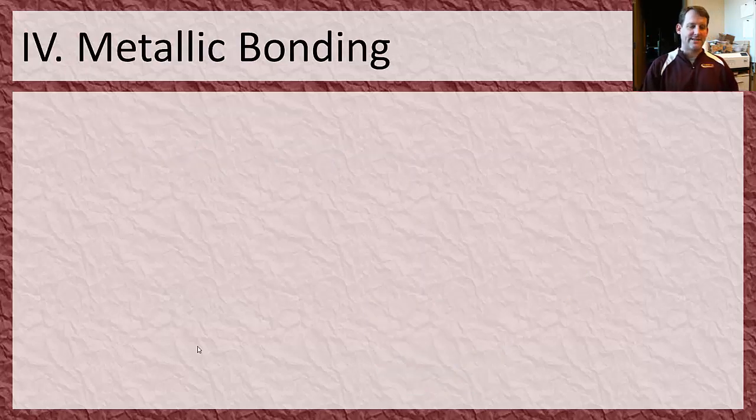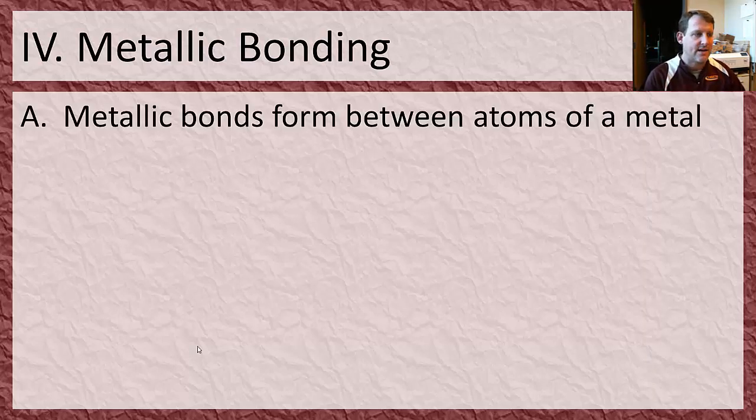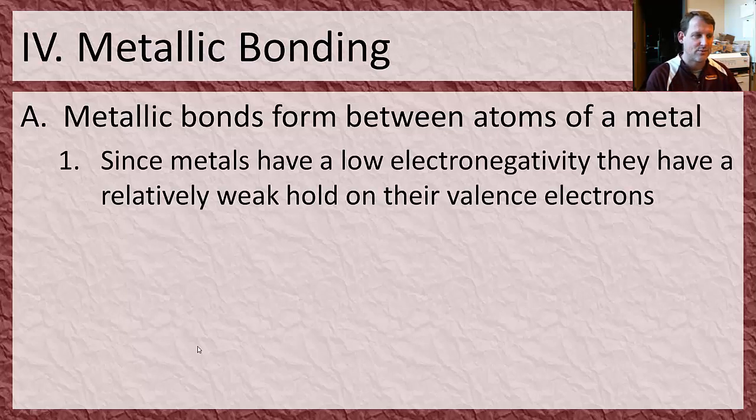Last we're going to do is metallic bonding. And this one will be fairly quick. We won't spend a lot of time on it. Let's take a look. Metallic bonds form between atoms of a metal. It's why they're called metallic bonding. And something interesting happens when we do this. Since metals have a low electronegativity, they have a relatively weak hold on their valence electrons, which means those electrons can bounce easily from atom to atom.